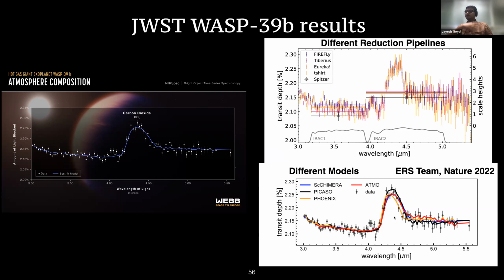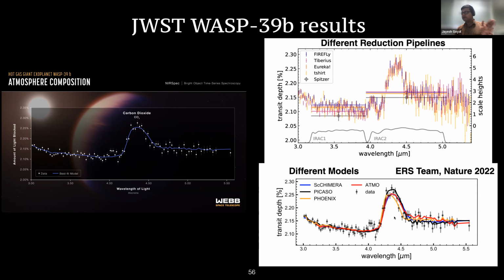Earlier I was talking so much about carbon dioxide, but earlier it was all theoretical. This was the first confirmed detection of carbon dioxide in an exoplanet atmosphere, which was for WASP-39b, at 4.5 micron. And this was just coming out of the early release science. So these are initial results.